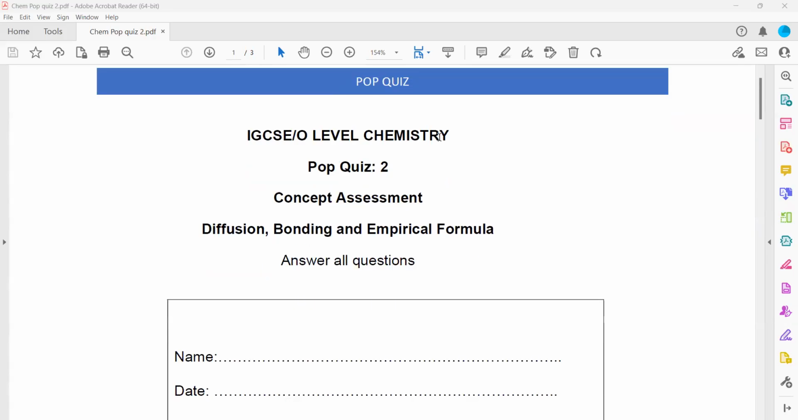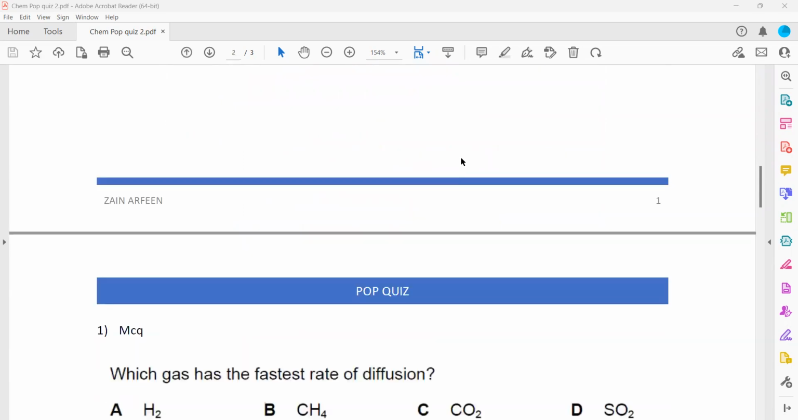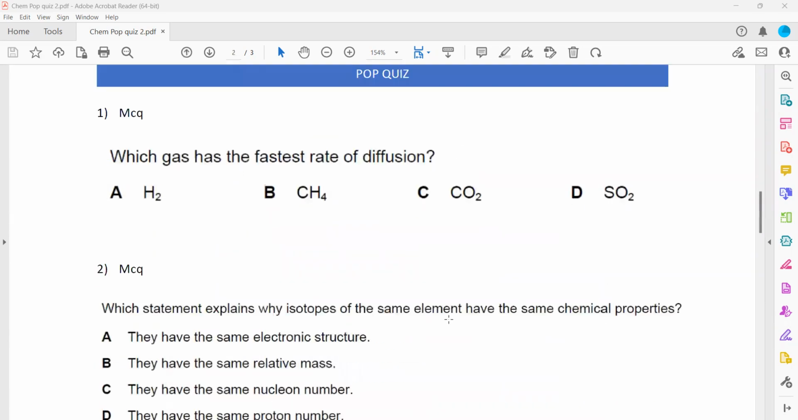So this one is pop quiz 2, which is related to topic diffusion, bonding, and empirical formula. The first one: which gas has the fastest rate of diffusion? So when we want to work out the rate of diffusion, we check which is the lightest.